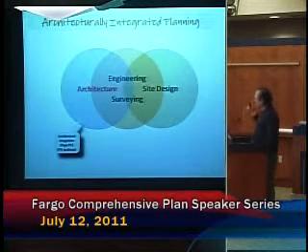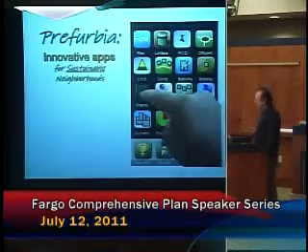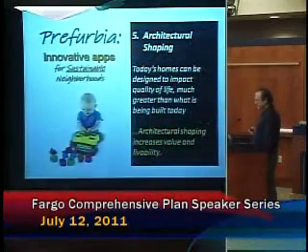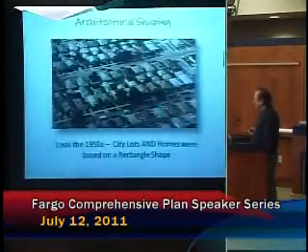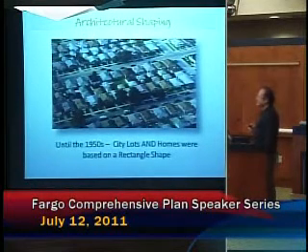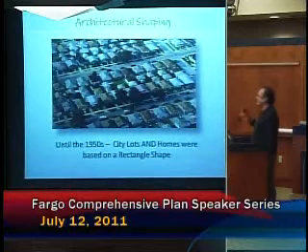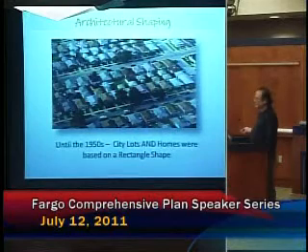So we're going to show you how architecture becomes a main function of planning. In Prefurbia, there's two methods I'm going to explain. One is called architectural shaping. Until the 1950s, or I'll argue in Fargo until the 2010s, you had a rectangular home and you had a rectangular lot. That was it.